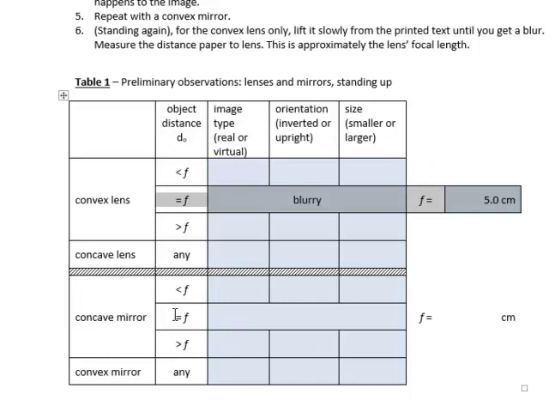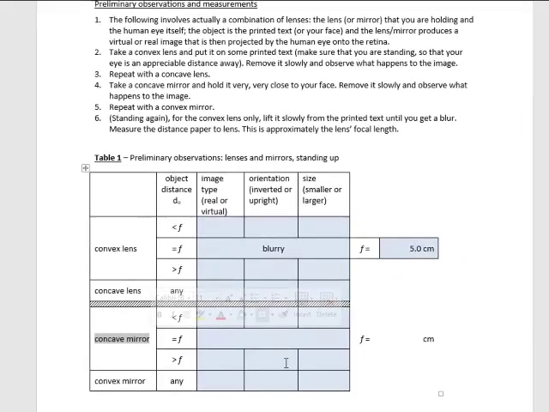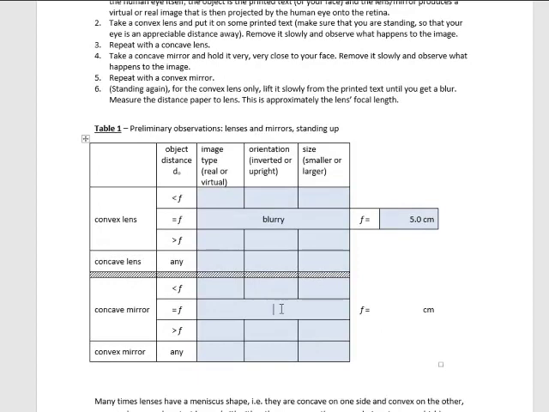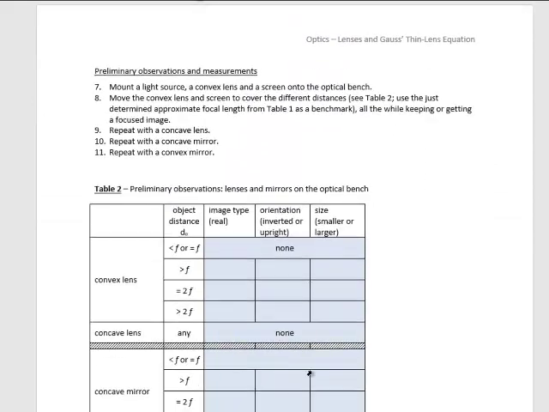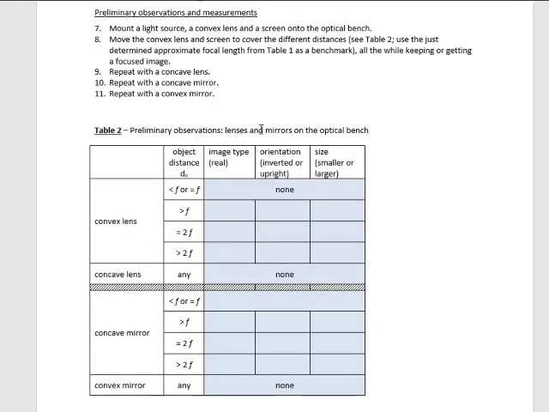For the concave mirror, on the other hand, notice that the convex lens and the concave mirror are kind of similar as far as the data are concerned. Here I don't know off the top of my head what I'm going to give you. There should be the word blurry here as well, at just the right distance for the concave mirror. These are observations you have to do on your own. These preliminary observations, I will try to do on the optical bench. We'll see.